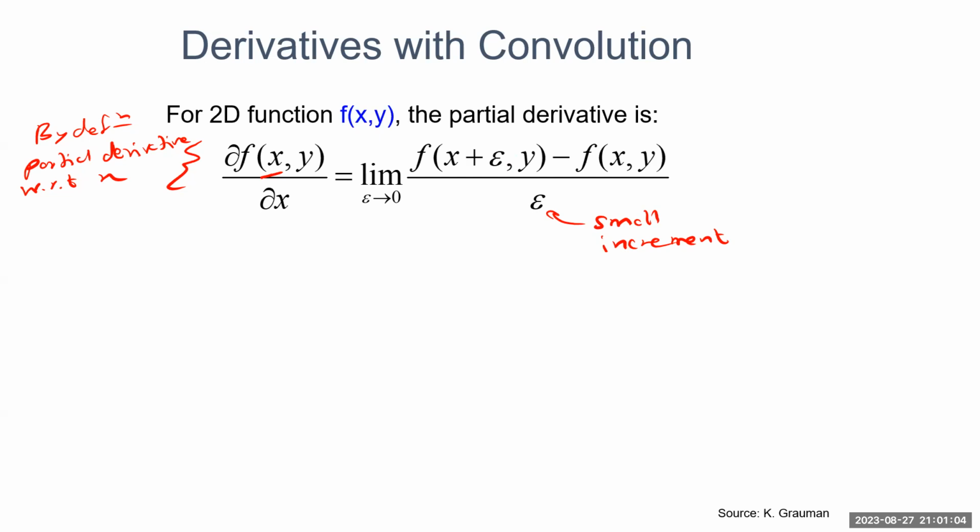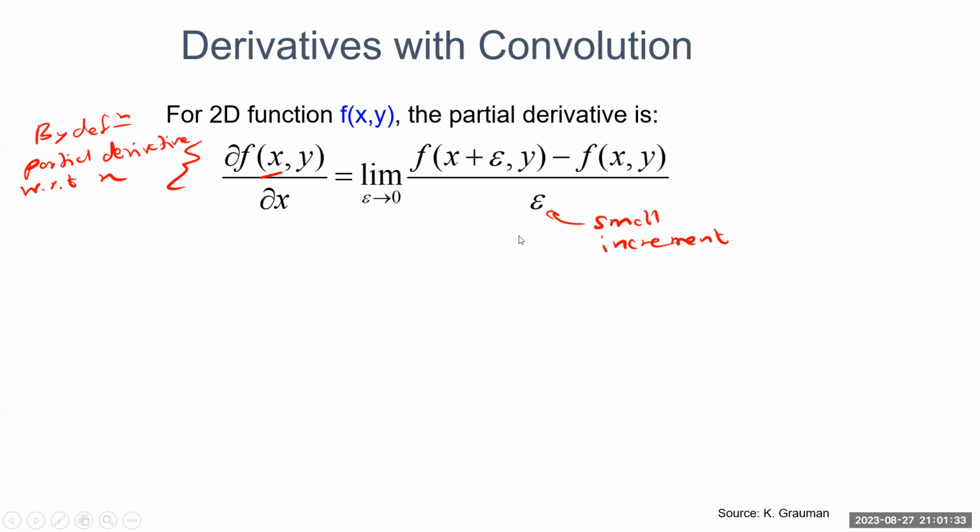If you might have done this for your A levels, right? Similarly, the partial derivative is the same thing. You add a small increment, you divide by the small increment, and send the small increment to 0, and you get this, where you subtract f of x, y. But how can you define a small increment in a digital image?